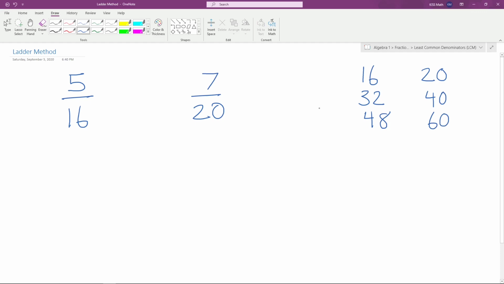Ain't nobody got time for that. I can't even count that high. So here's another method called the division ladder. And it goes something like this. So you have your 16 and 20.